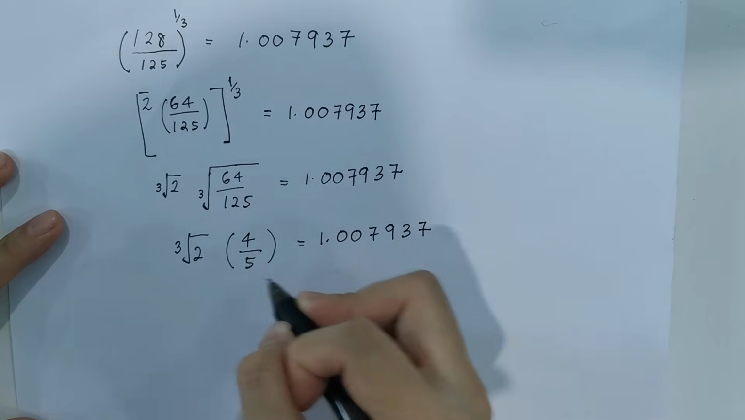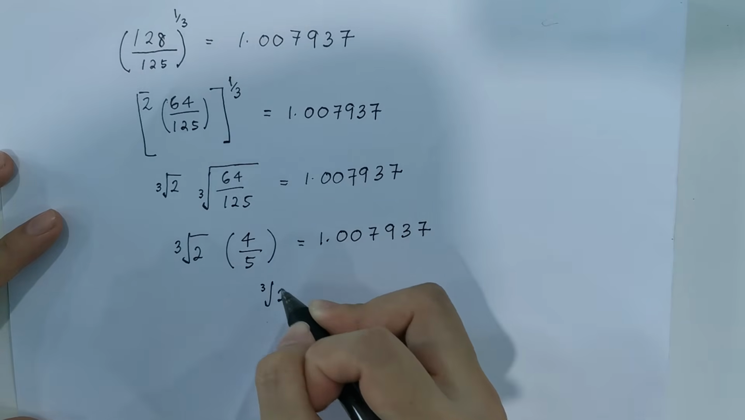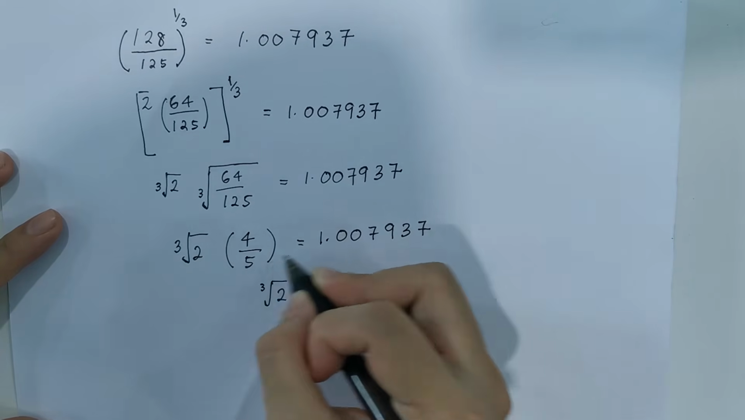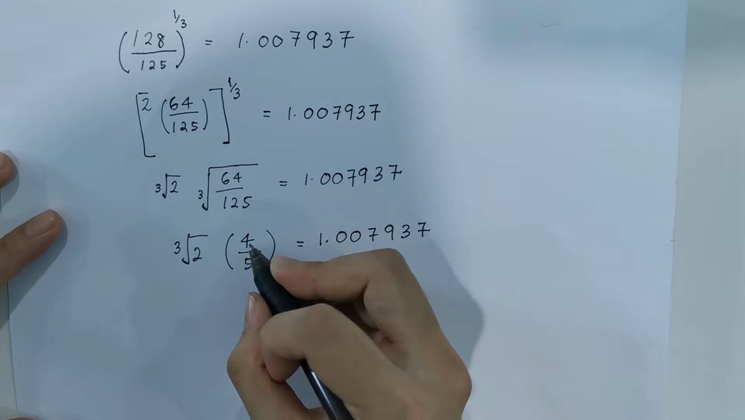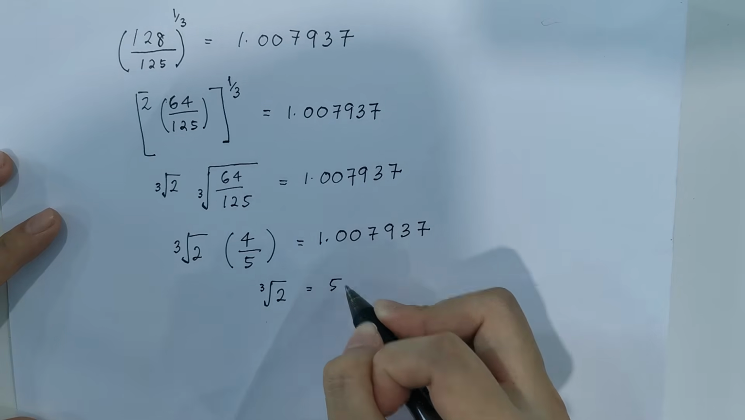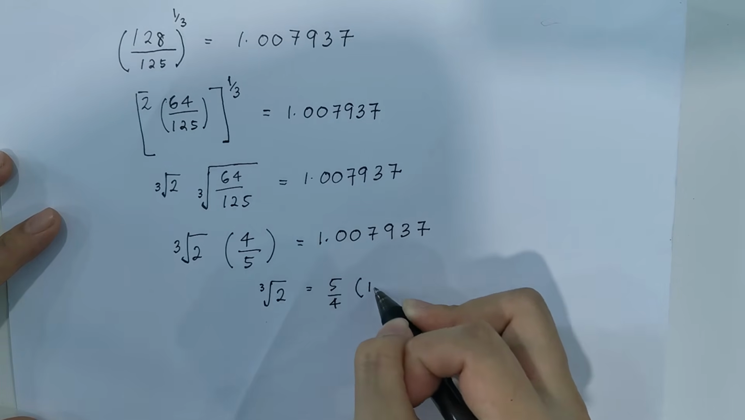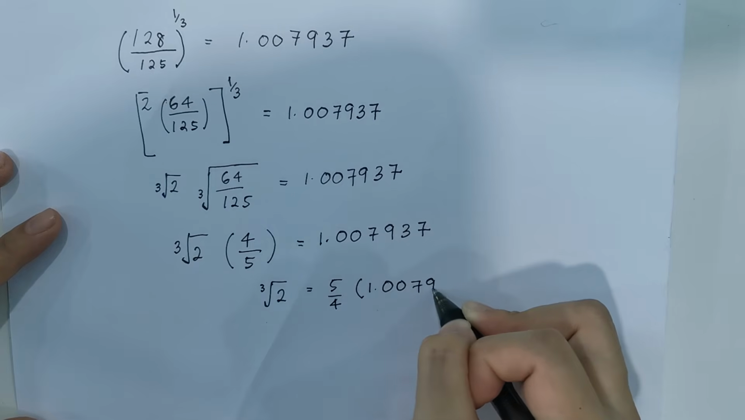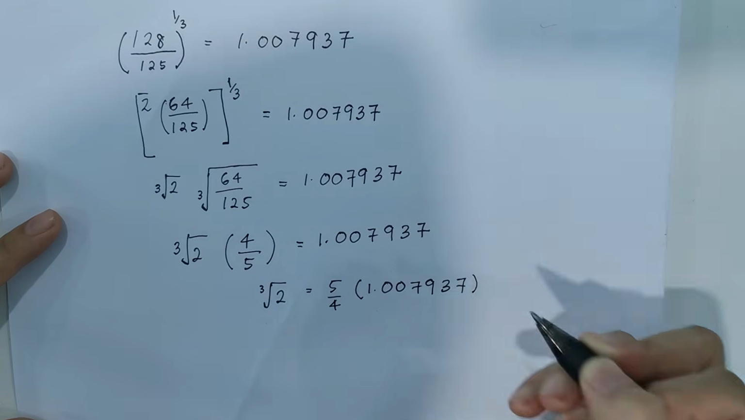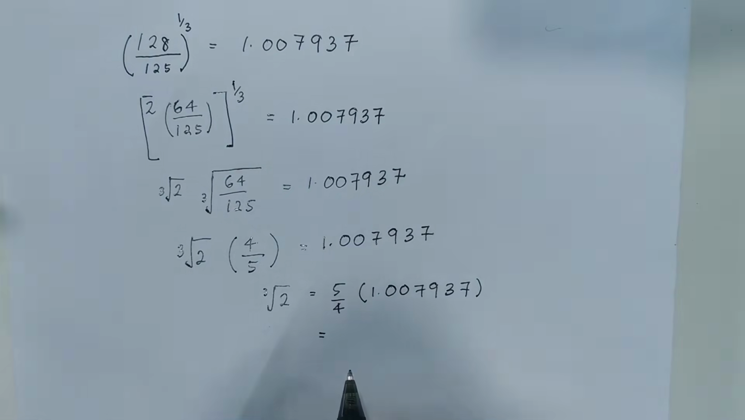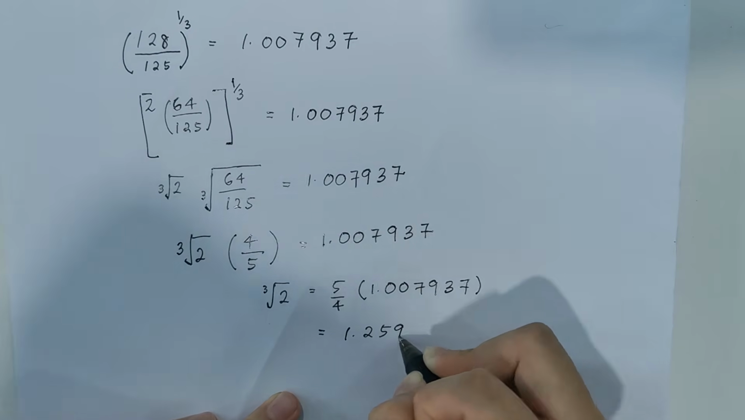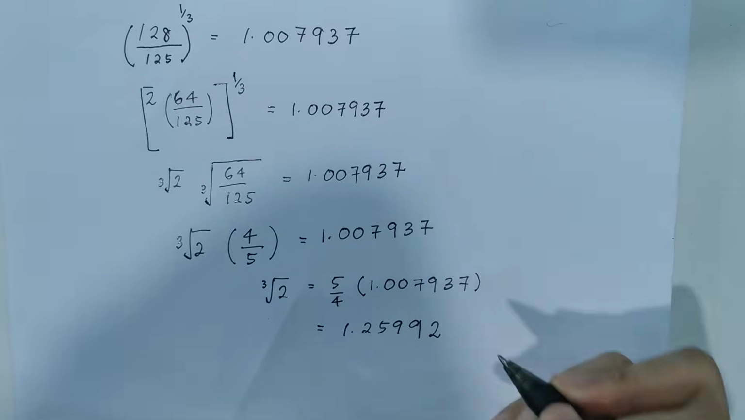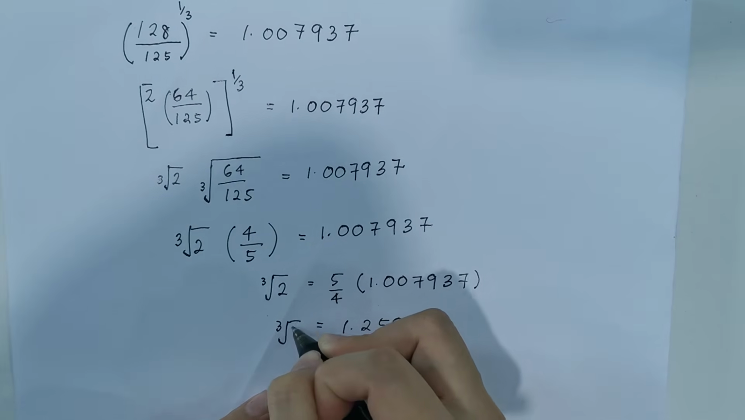We leave the cube root of 2 on the left hand side. Bring everything else to the right, meaning this number is multiplied by 5 divided by 4, or I can say 5 over 4 times 1.007937. And once again, use your calculator to find the final answer. We get 1.25992. This is the final answer.